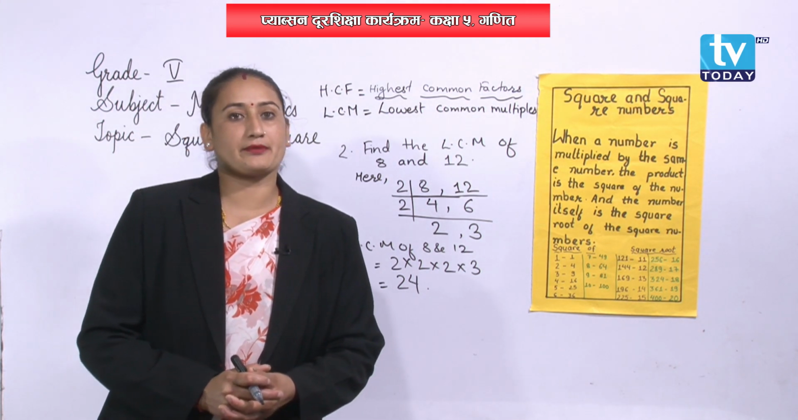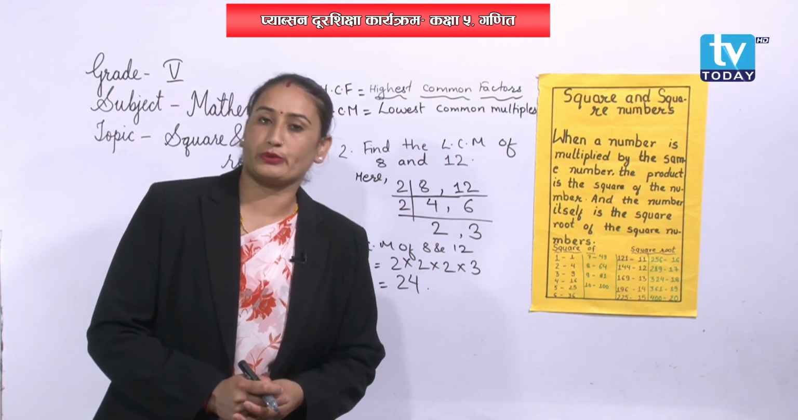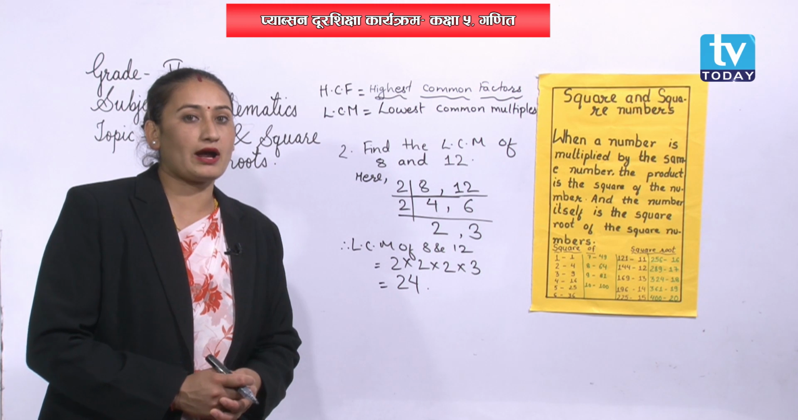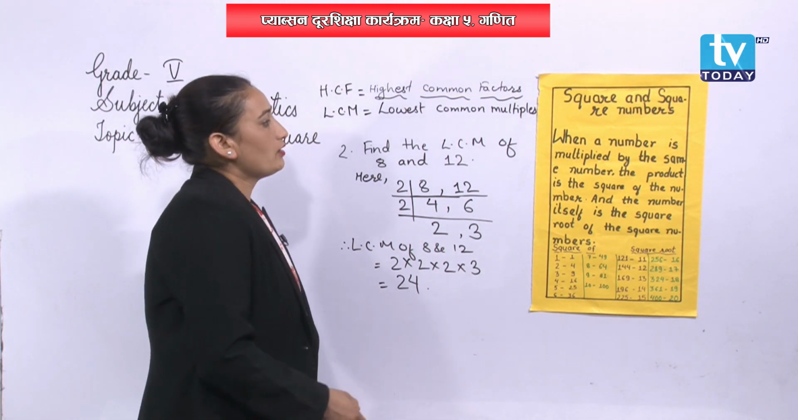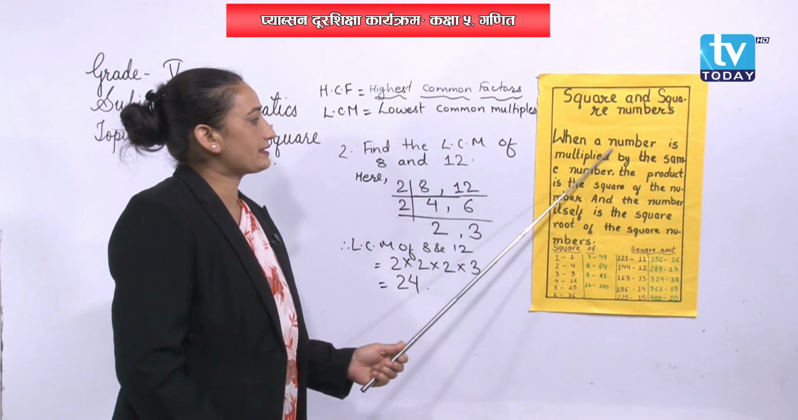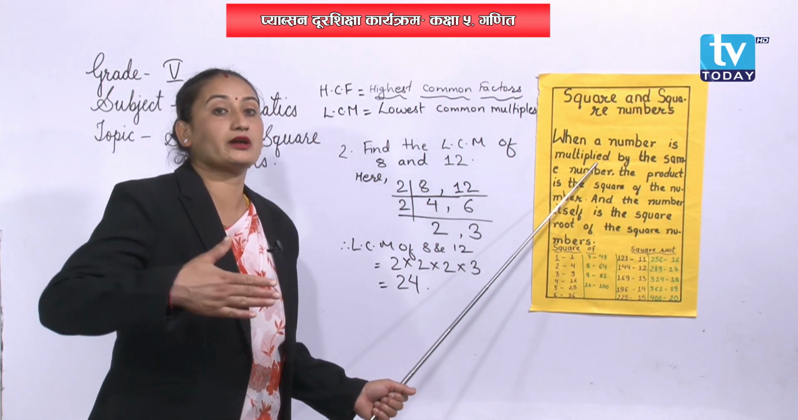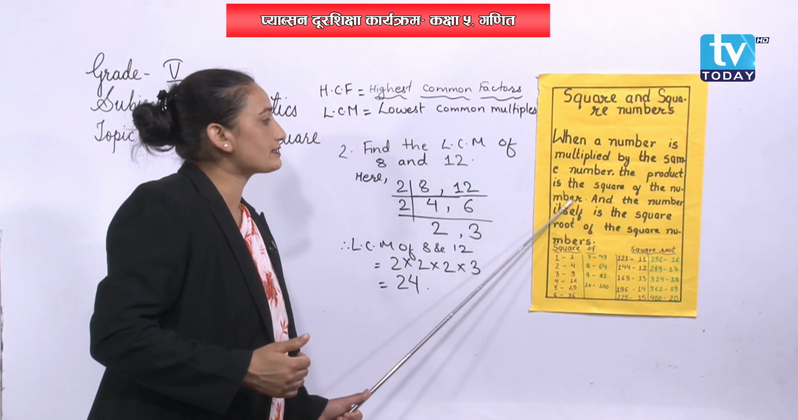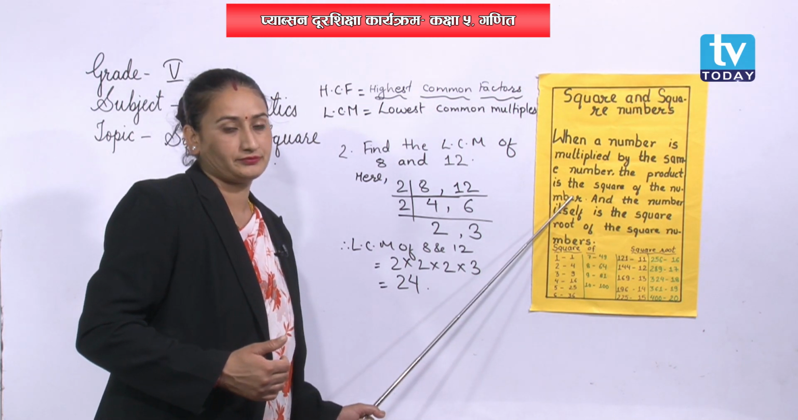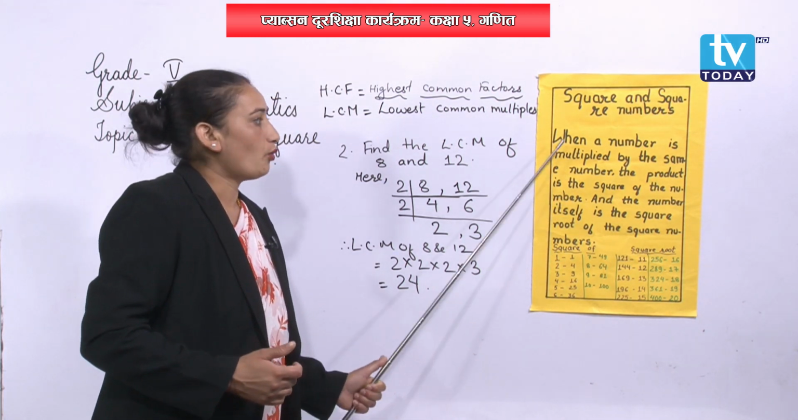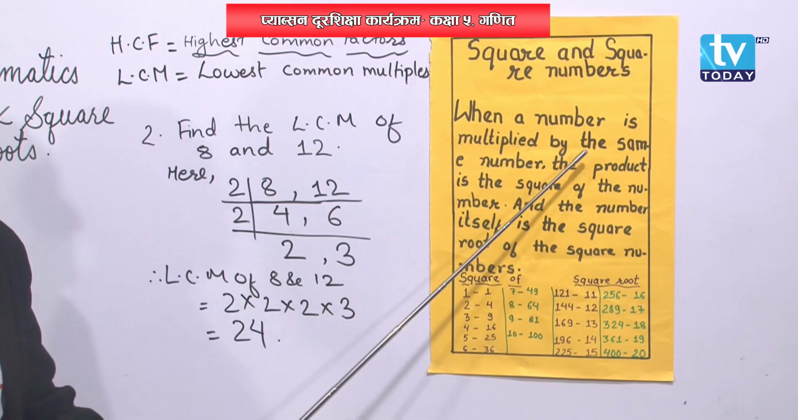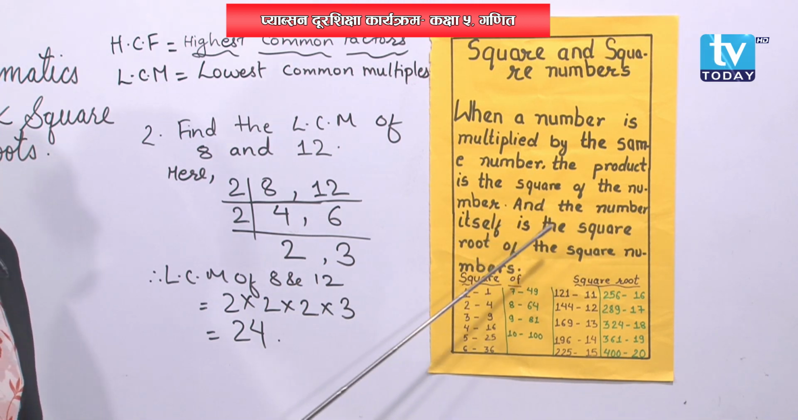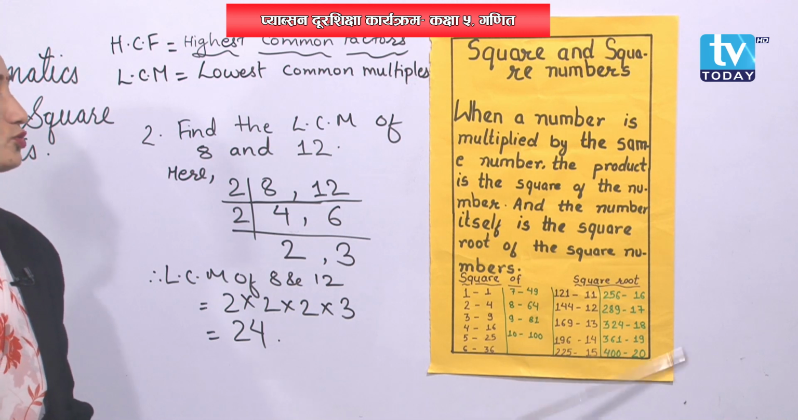Square and square numbers, with square root also, we will learn, okay? So what do square and square numbers mean? What does square root mean? Let's have a look over here. When a number is multiplied by the same number, the product is the square of the number. Are you getting me? When a number is multiplied by the same number, the product is the square of the number, and the number itself is the square root of the square number.